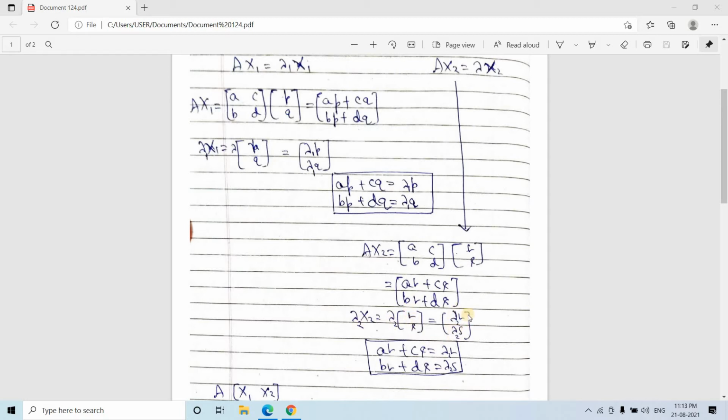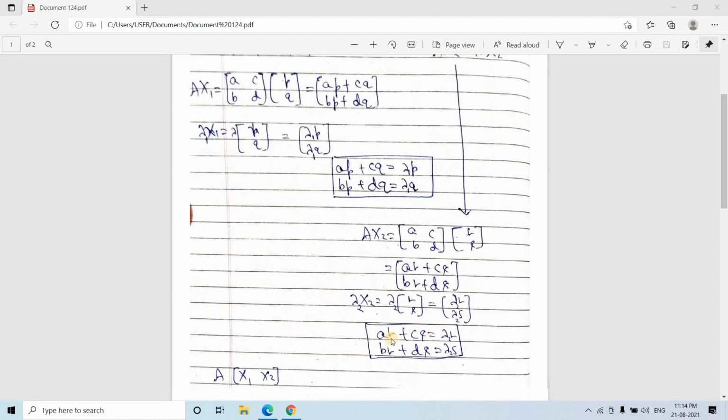You will be getting this value. So this particular vector and this vector are the same, that is, the first element will be equal to this element and the second element will be equal to this element. So AR plus CS equals lambda 2 R, BR plus DS equals lambda 2 S. These two equations, and the earlier two equations, we are getting from the equations A x1 equals lambda 1 x1 and A x2 equals lambda 2 x2. Simple, right? Nothing rocket science I did till now, right?